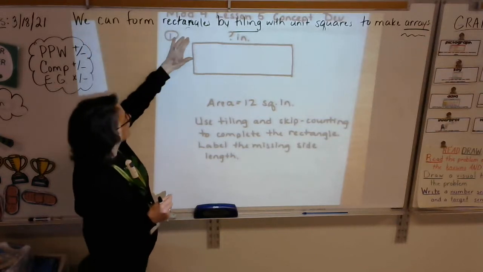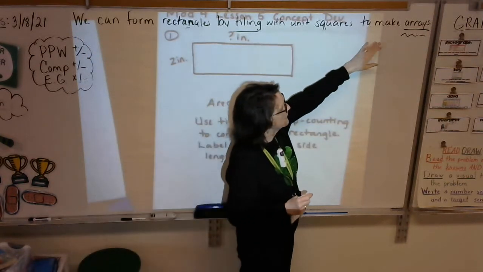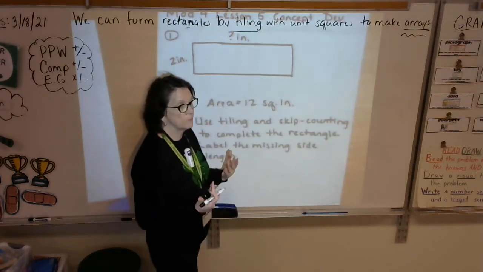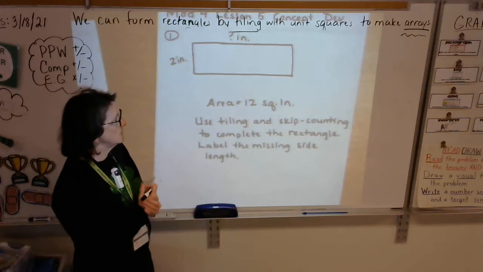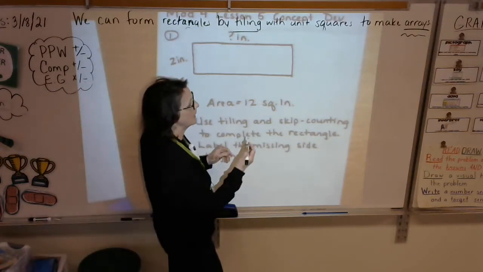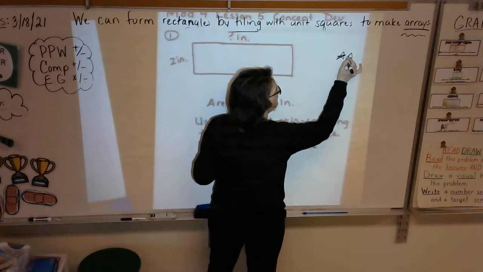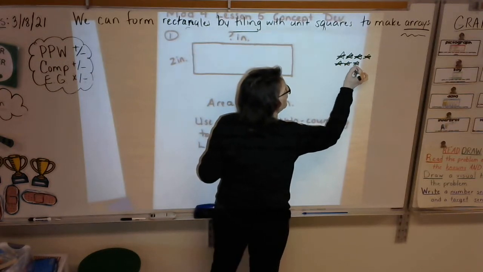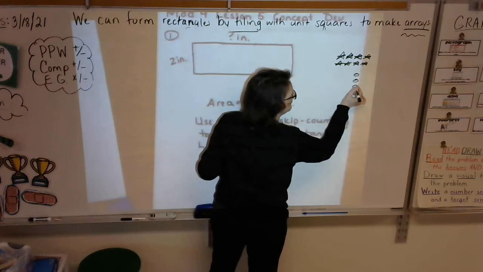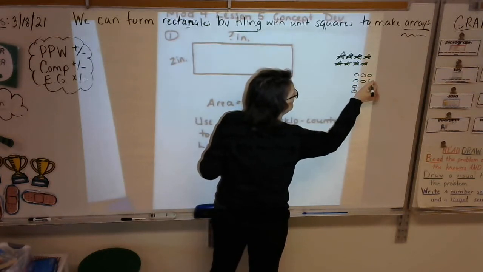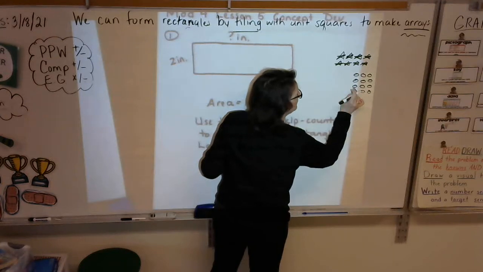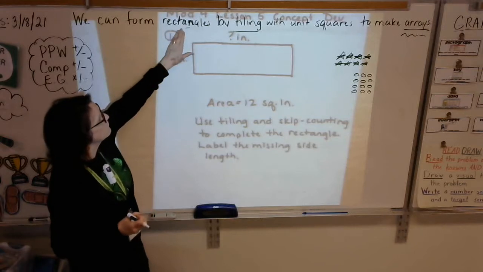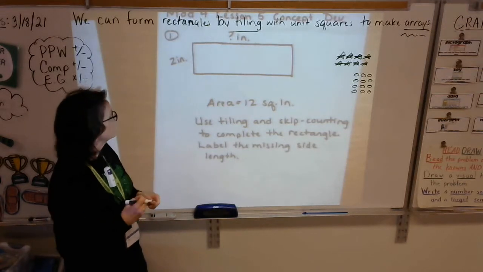It says we can form rectangles by tiling with unit squares to make arrays. And I've got arrays underlined because that's really important that we understand what an array is. And hopefully you do, because we've been using them a lot ever since we started multiplication. So arrays, remember the other day we had arrays with stars in them. A lot of times we draw our arrays with circles. The important thing about arrays is they're made of rows and columns, okay? Well, we're going to be using tiling to create rectangles that turn out to be arrays, okay?